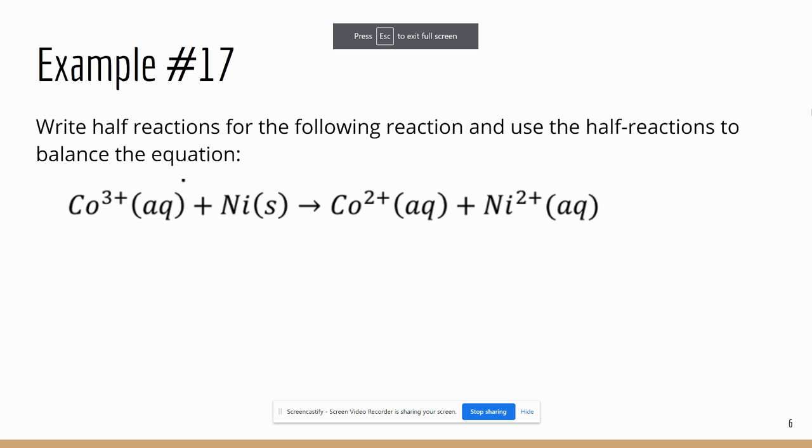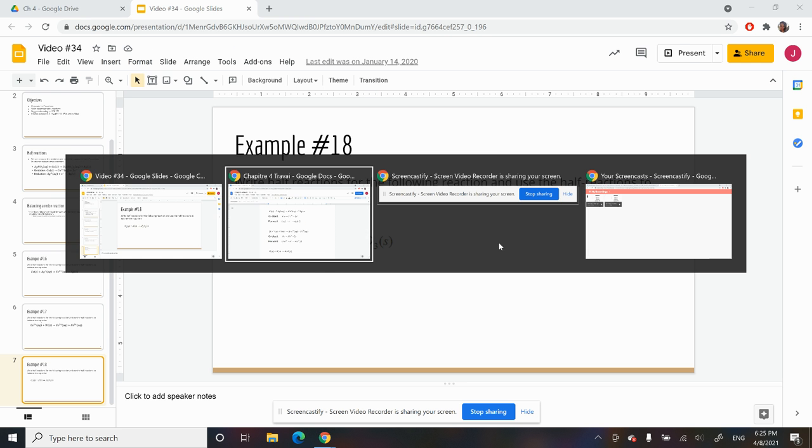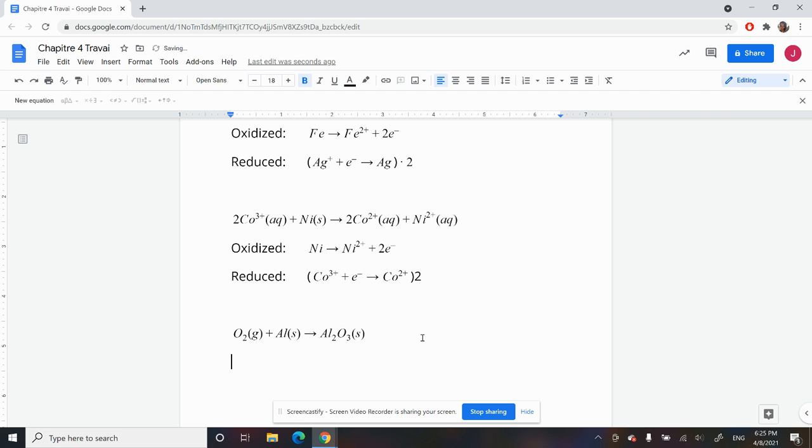One more example, this one is a little bit trickier. What makes this one trickier is the fact that O2 on the left is covalently bonded. You cannot break things apart that are covalently bonded when you're writing the half reactions. So here it's reduced. I'll do the oxidation first. So aluminum is going from a 0 oxidation state to an oxidation state of +3, and it's going to lose 3 electrons in the process.